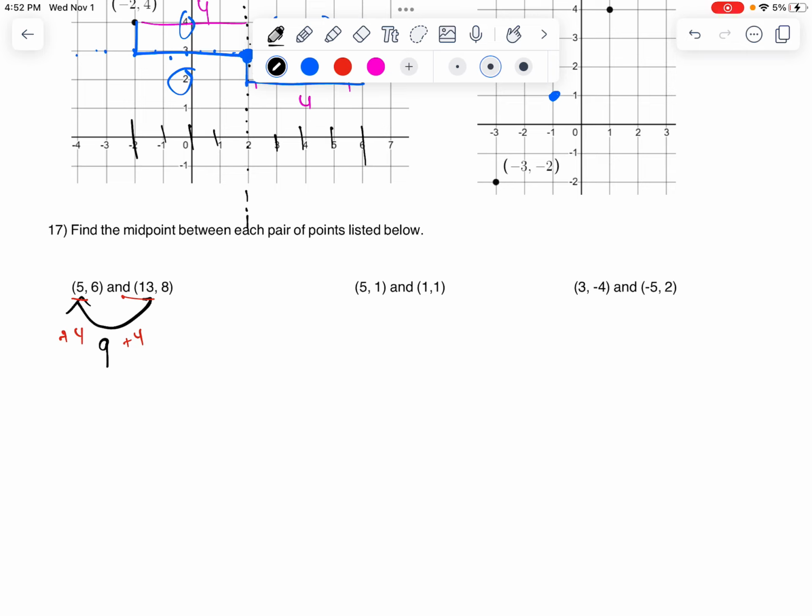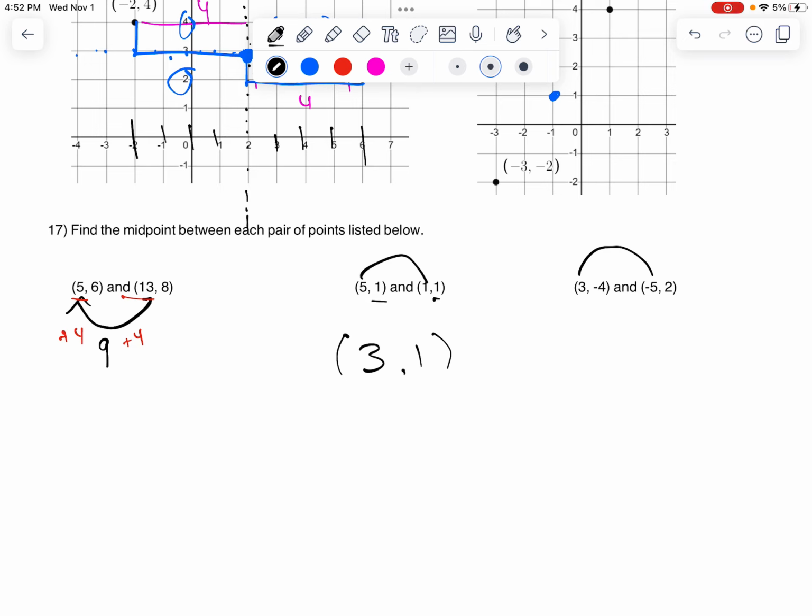Okay, awesome. What number is between 5 and 1? Well, that's going to be 3. What number is between 1 and 1? Well, that's just 1. So the midpoint is 3, 1. And this one, go ahead and do this one if you haven't already. All right, 3 and -5.